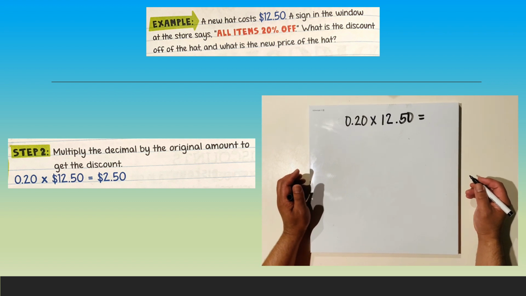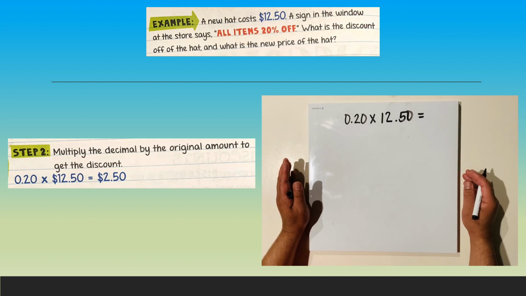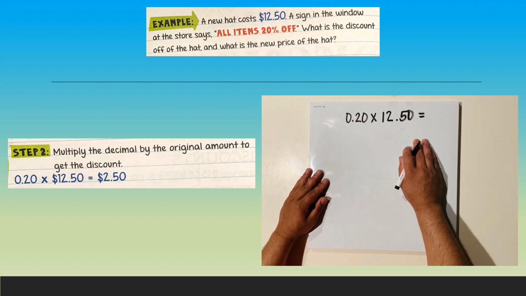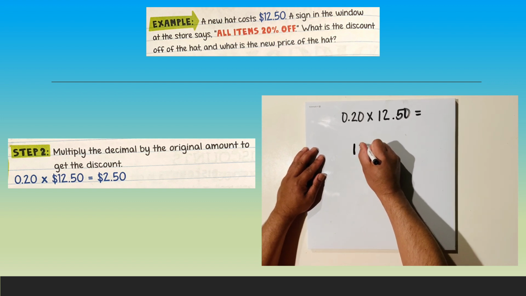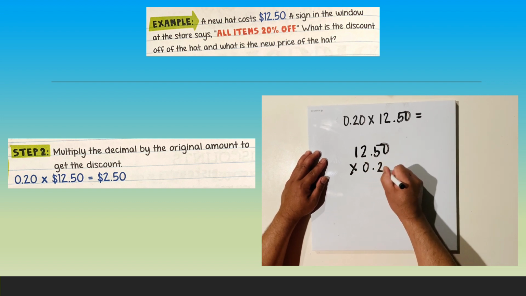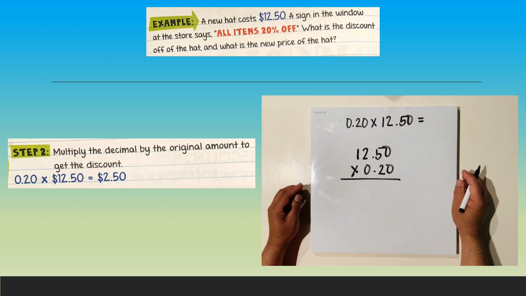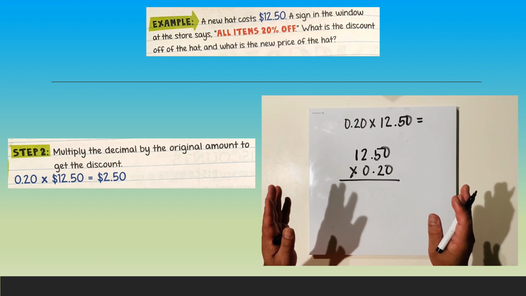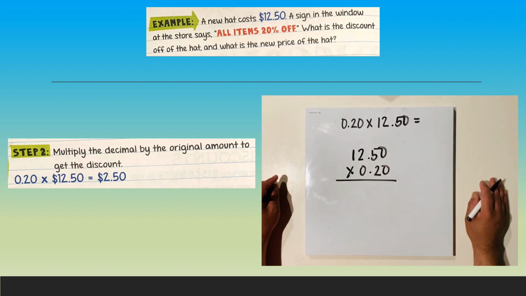Guys, in solving step 2, as you notice, the numbers were written in horizontal form. The best way to multiply these numbers is to rewrite them into vertical form, just like this. Remember, when you multiply numbers with decimals, you have to pretend that you are multiplying whole numbers. So do not be intimidated by the decimals. We can start now.